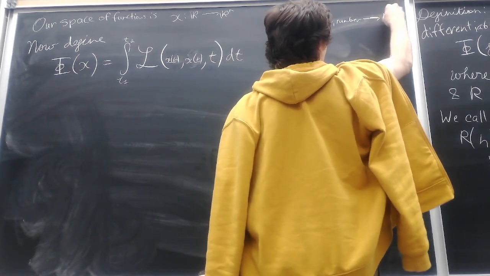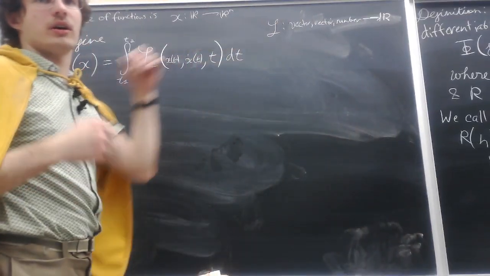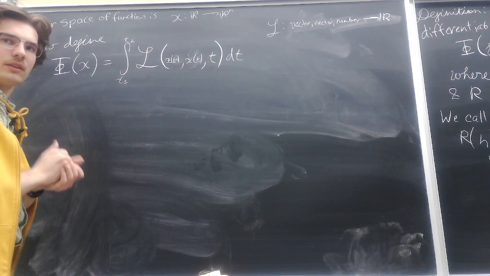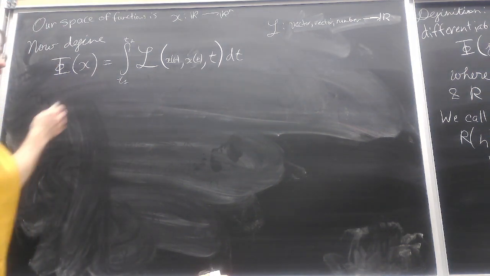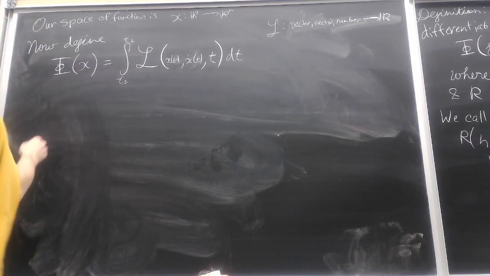Okay, and outputs a number. So L is really just a function. We know how to work with those, right? Yes? Okay. So now let's compute the variation of this.